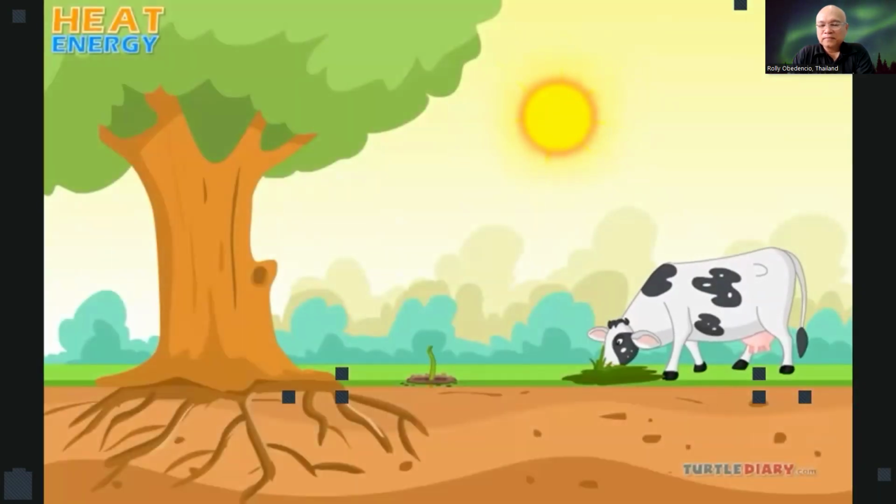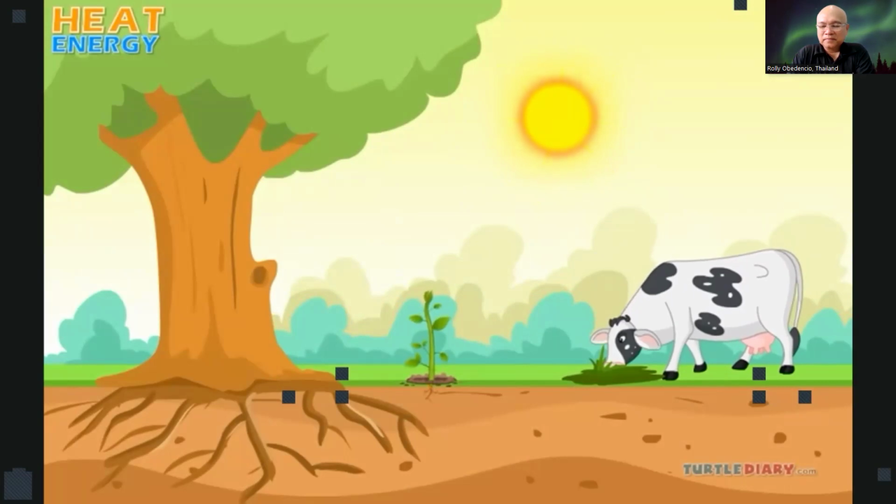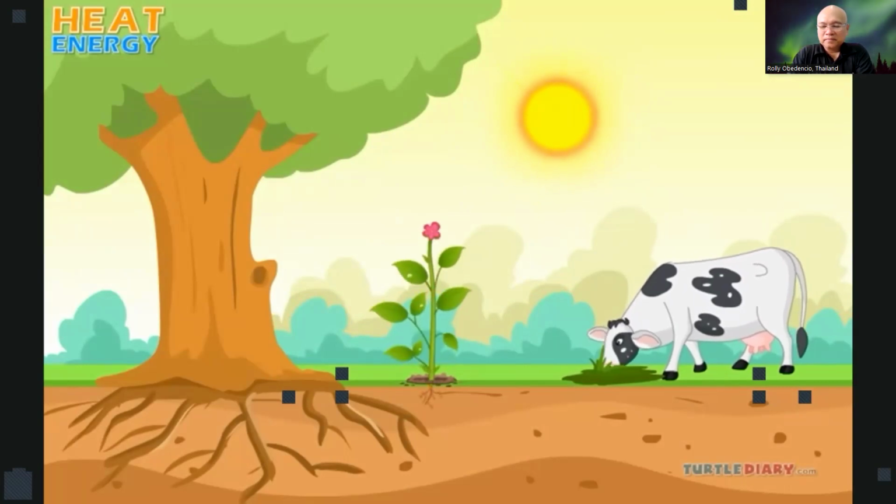Heat energy is something that is very useful to all living things. In fact, no life would be possible on our planet without the light and heat energy from the sun. The sun makes it possible for all plants to grow. Plants, in turn, are needed by living things to consume.